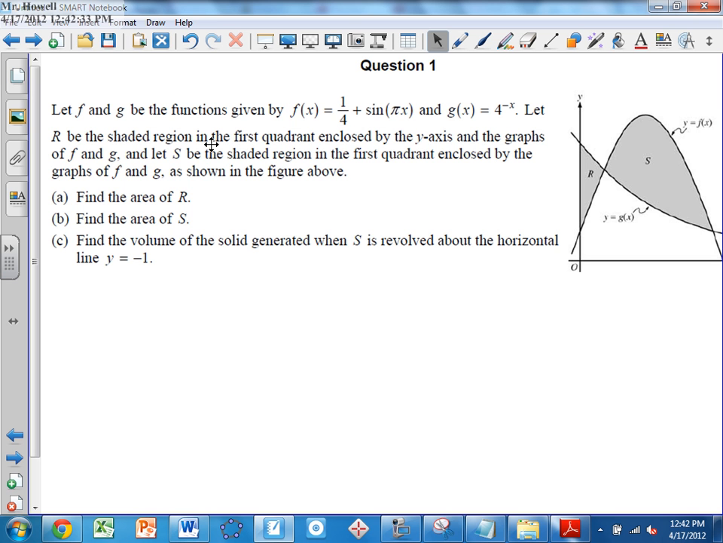All right. If you don't have it with you still, guys, it's fine. You can just write it down. So this other problem is actually given on the test, okay? It says, let f and g be functions given by f of x equals a quarter plus sine of pi x, and g of x equals 4 to the negative x. Right away, calculator problem. Try to find the intersection of those by hand. Good luck. Have fun.